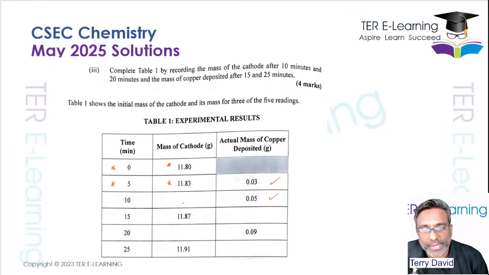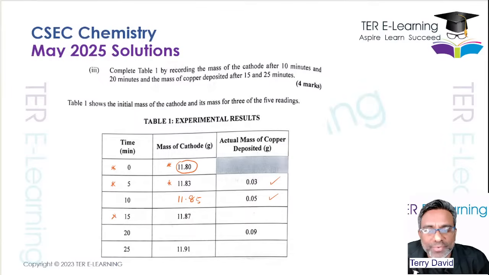Right, so for this one here, I'm getting 11.85. Now this one could be a little confusing for some students, because for the actual mass deposited, you keep going back to the original mass of the cathode. So that should be 11.85 here.